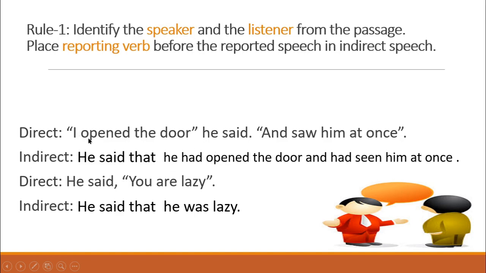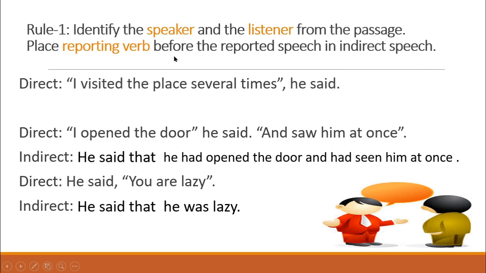And the tense of the reported speech is past indefinite tense here. And you know past indefinite tense backshifts to past perfect tense. And both these sentences are in past indefinite tense. So both sentences backshifted to past perfect tense.